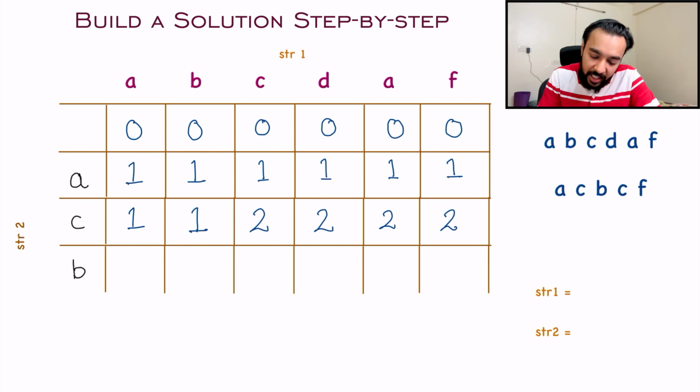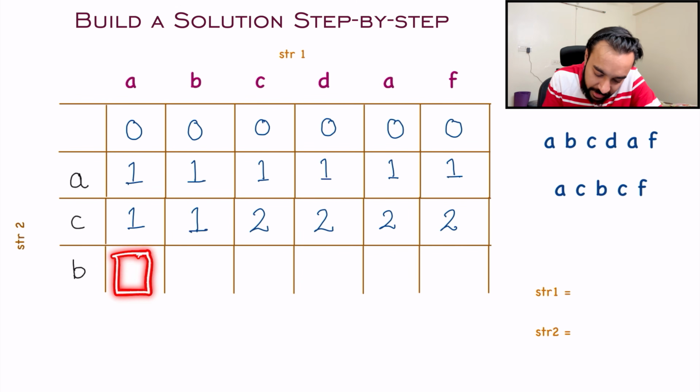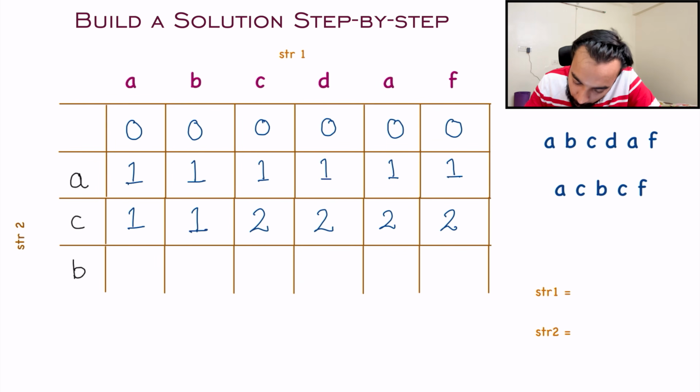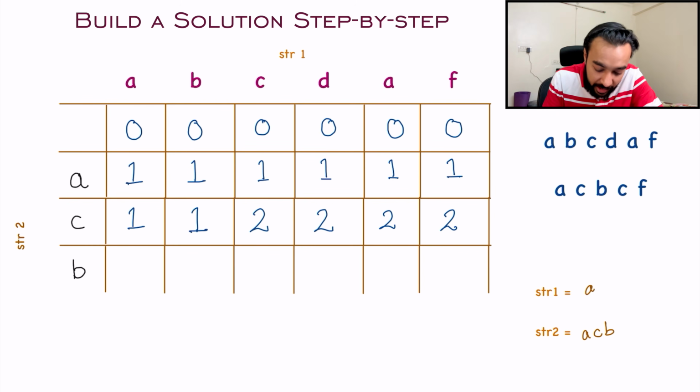So once again, start the same procedure. I have to fill up this block, right? So for this block, my first string is just A and the second string will be ACB. Since you have just one common character, you will write down 1 over here, right?